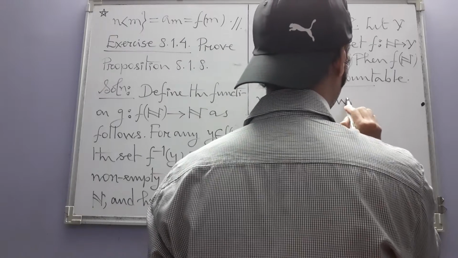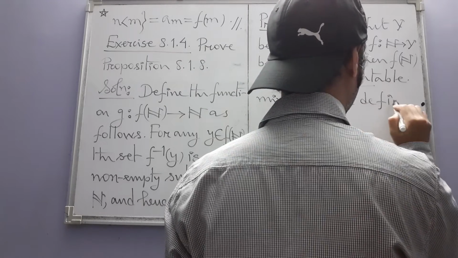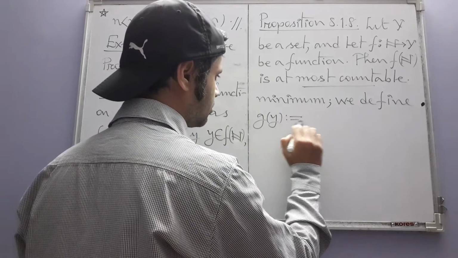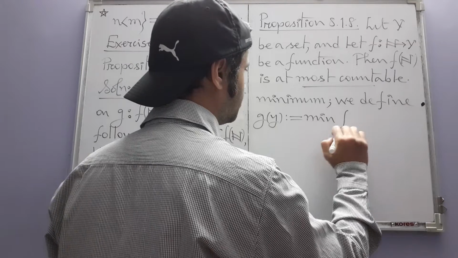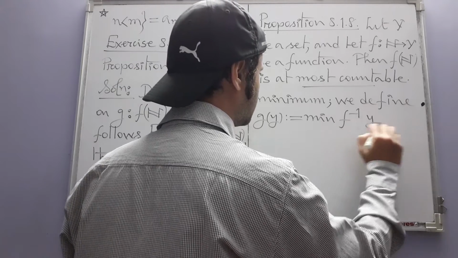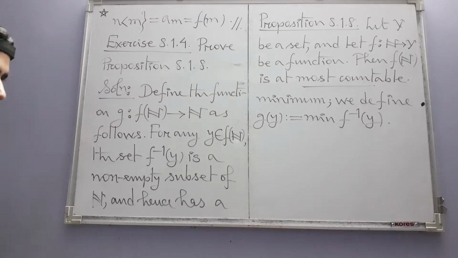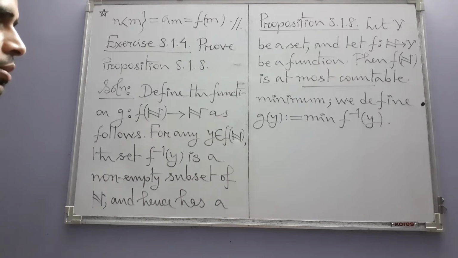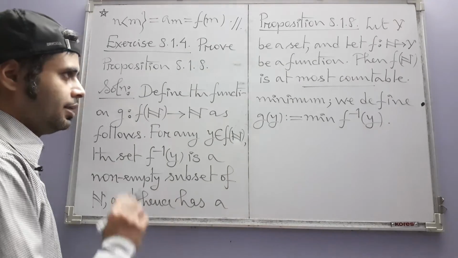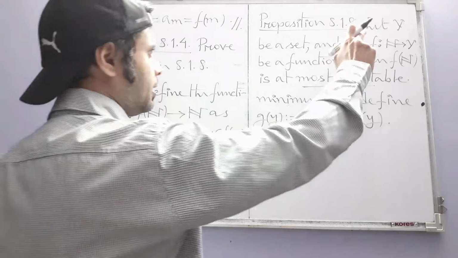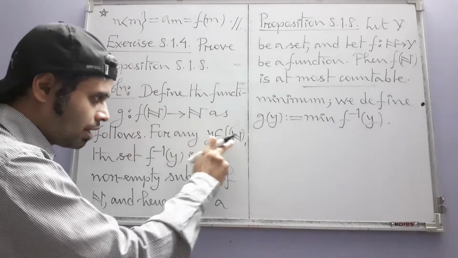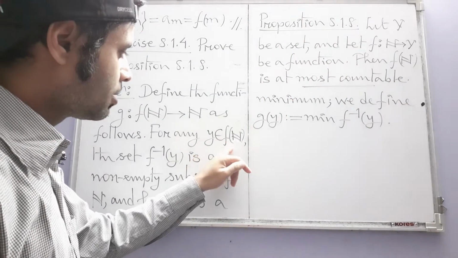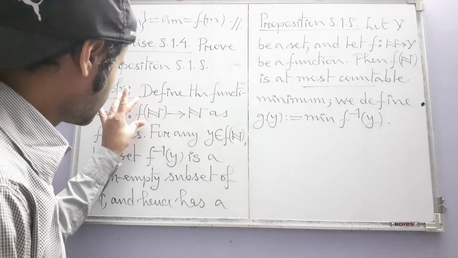We define g of y to be equal to the minimum of f inverse of y. What do we see here? If we choose an element y from f of n, then this element y is in the image set of the function f.